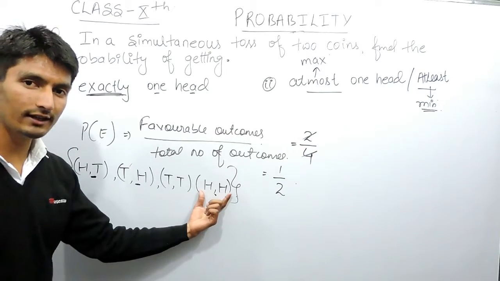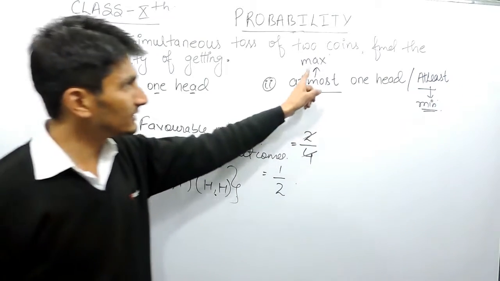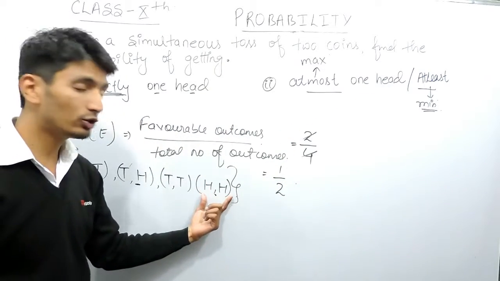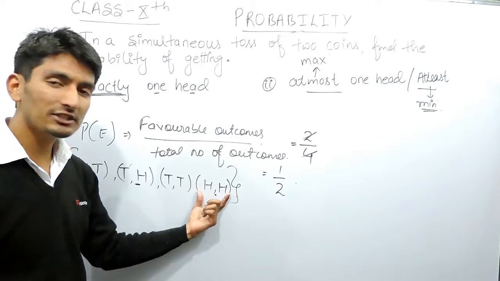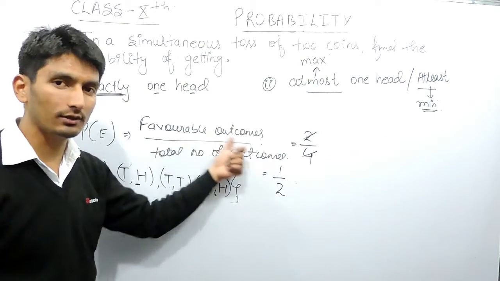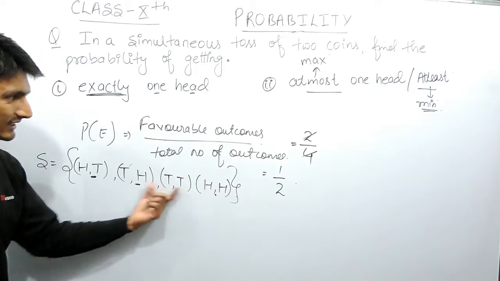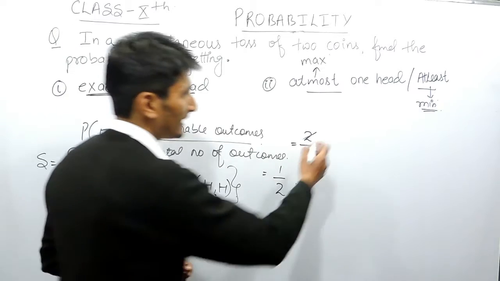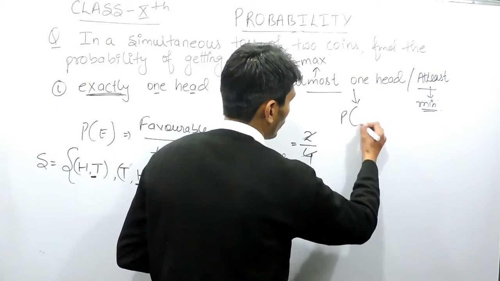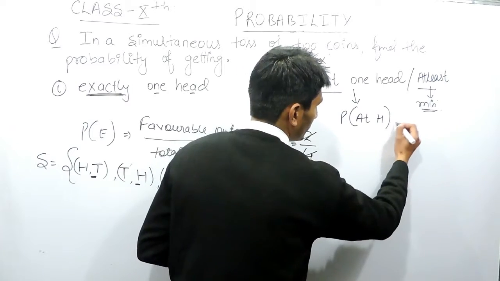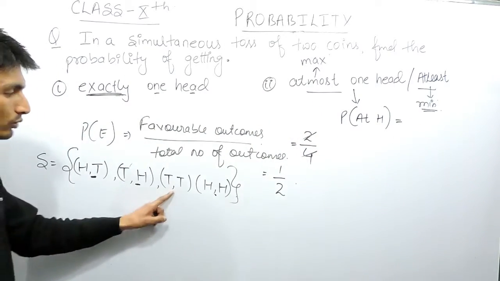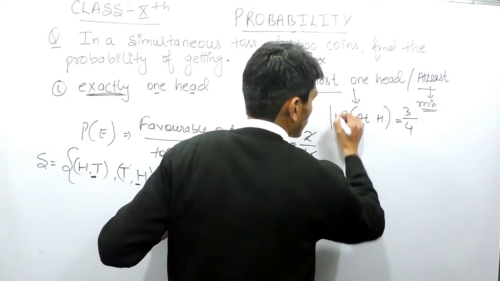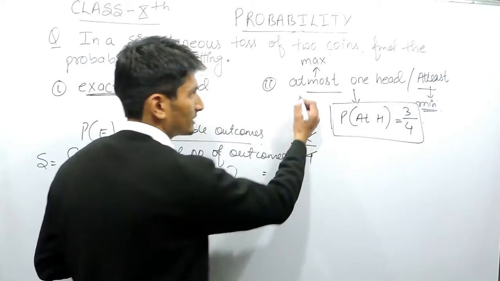This cannot be included here because in this case it is given that maximum one head should be there, but here there are two heads. So this sample space cannot be included in the favorable outcomes. We'll only use these three outcomes as favorable outcomes. So for this case, the probability of at most one head will be equal to 3 by 4, as the favorable outcomes are 3 and the total number of outcomes here are 4. So this is the probability for this case.